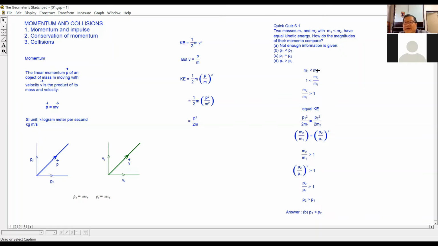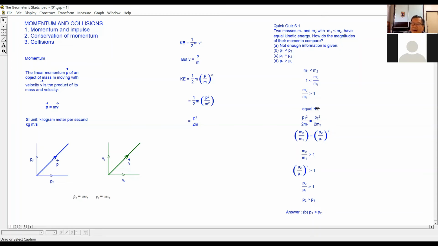I start off with the two masses. M1 is less than M2. So I move the M1 over to the other side. M1 over M2, and the other side is the 1. The symbol is still the same. When I move this M1, M2 to the right hand side, we say that M1 over M2 must be greater than 1. Regarding the mass, we just stop here.